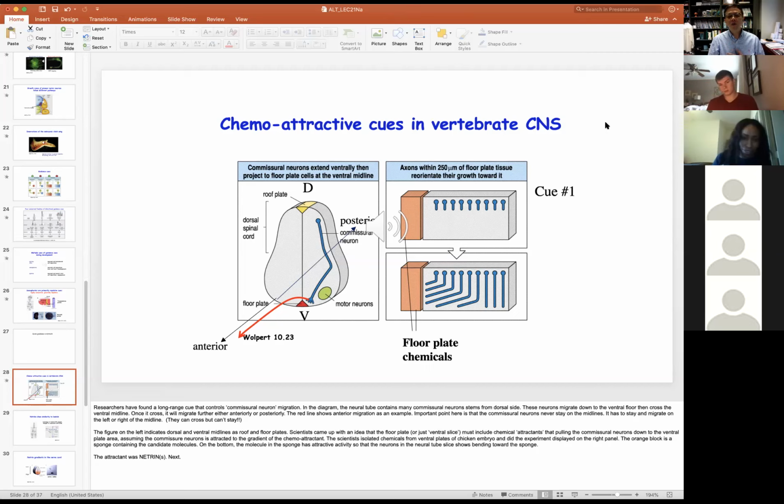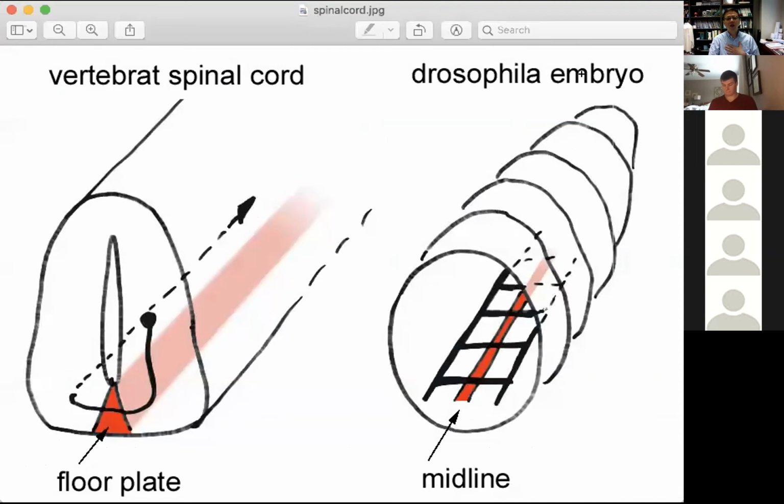Okay. So before we understand, we need to know what the commissure neurons are. What do we mean by commissure neuron, and what is it? So I tried to find a better picture here. Okay. So do you see this file here? Do you see this spinal cord JPEG?